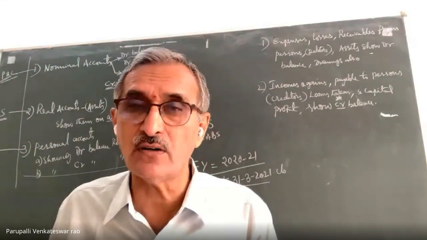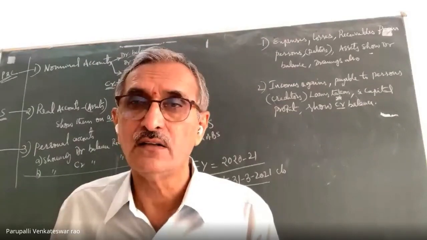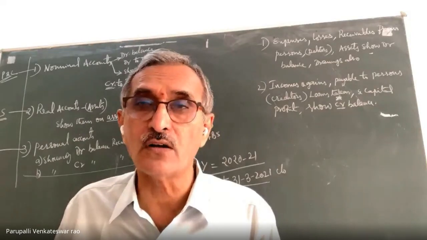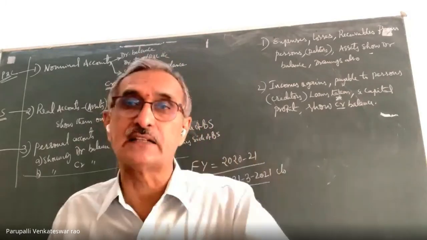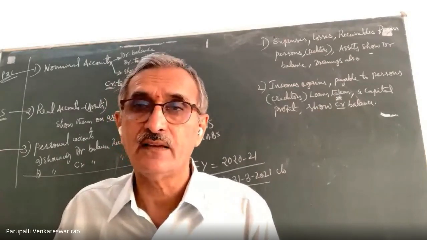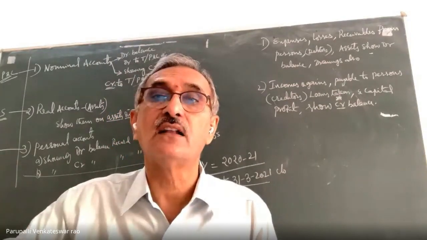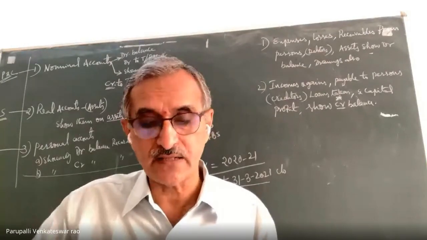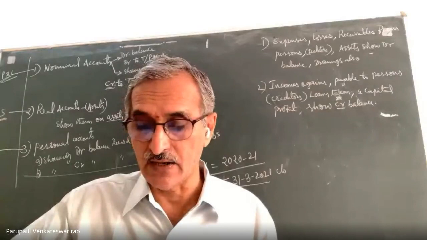If the credit side is more, it is called gross profit. If the debit side is more, debit means expenditure side, so the debit side is more, it is called gross loss. That will be transferred to the profit and loss account.